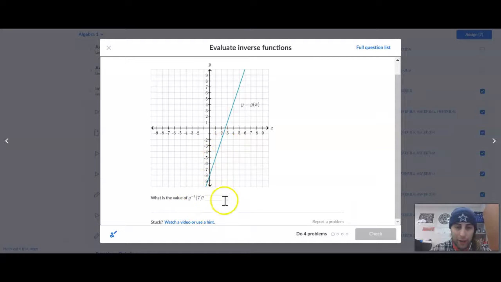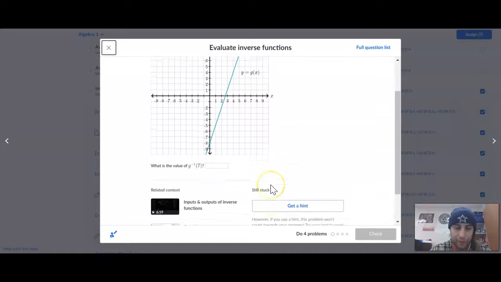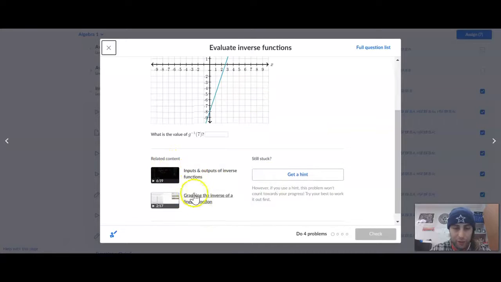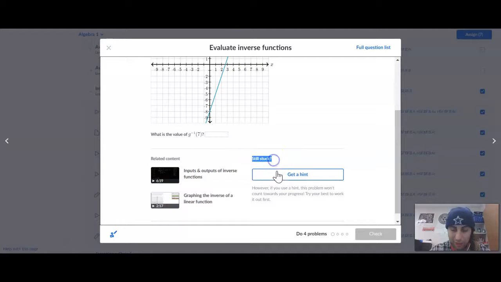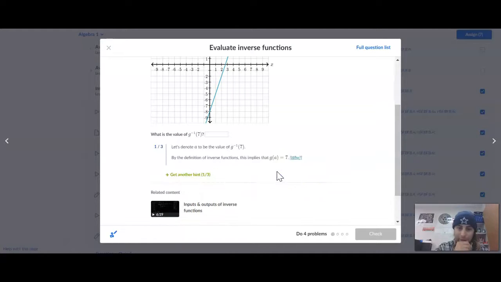Now, if you tried this and you're like, hey, I put in 7, doesn't make any sense, what's the deal? You really want to click right here where it says watch a video or use a hint. You can watch the videos all over again, but if you didn't understand it the first time, click over here where it says get a hint. This is very important. If you don't understand, you want to click get some help, and then on the right hand side, still stuck, get a hint.